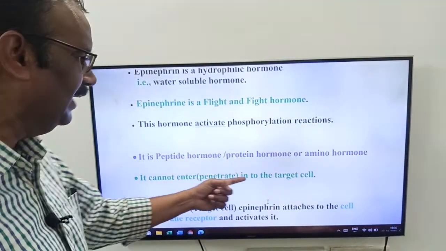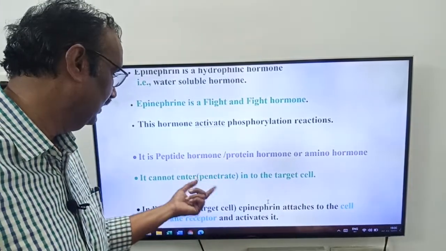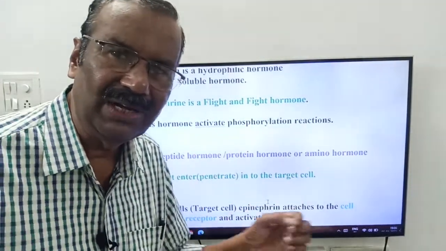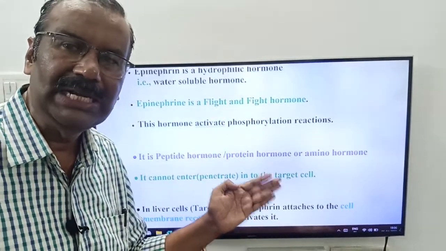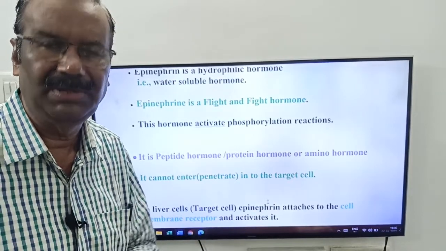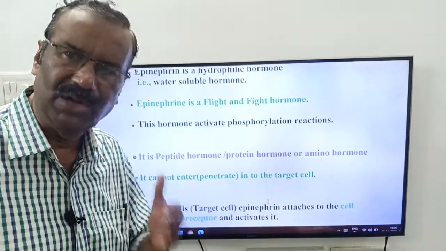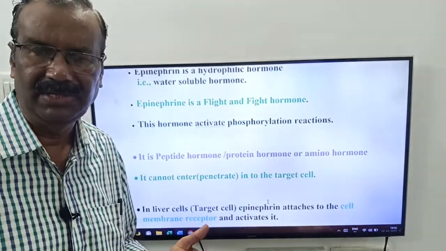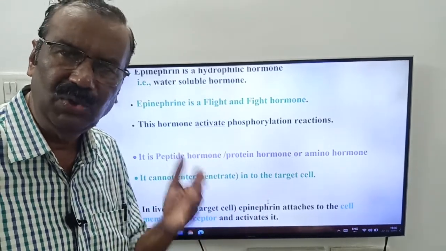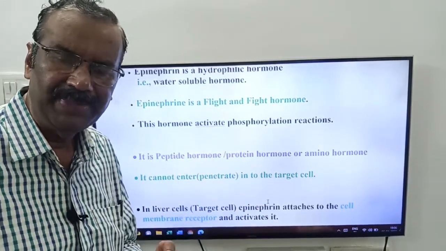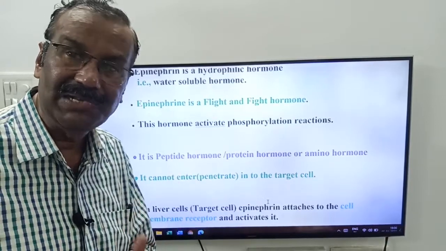It cannot penetrate into the target cell, friends. Peptide hormones or the hydrophilic hormones won't enter into the target cells because of their size, because of hydrophilic activity, whatever it may be, friends. So whenever you hear the word peptide hormones, that is glucagon or epinephrine, they won't enter into the target cell.